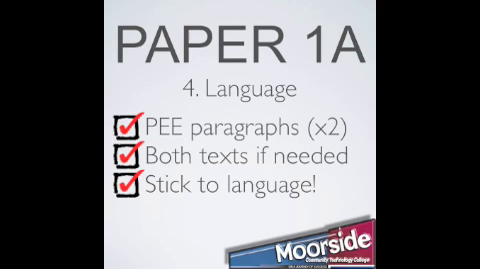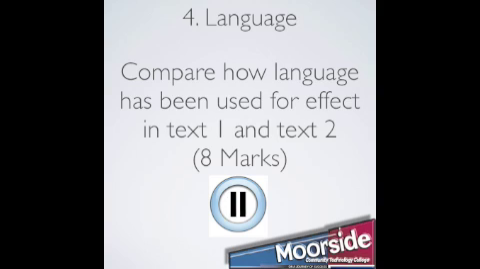Look carefully at the question. If it's asked you to talk about both texts, you must make sure you do this. You must say how they're similar and how they're different. In your P-paragraphs, you must stick to talking about the language. Why has the author chosen certain words? What is the effect that they have? If you wish to practice this, pause the podcast now and try the following question.